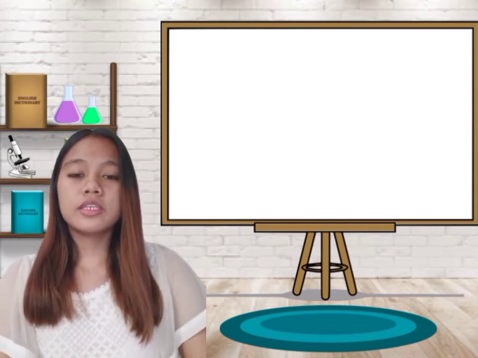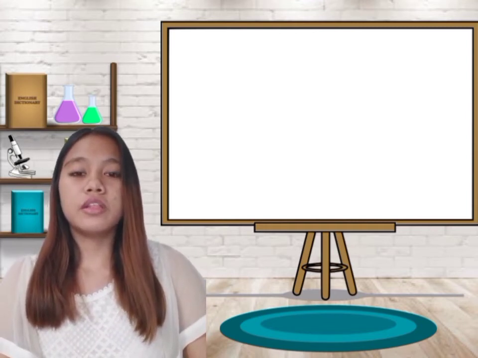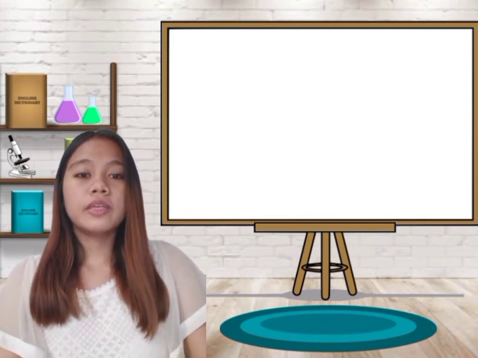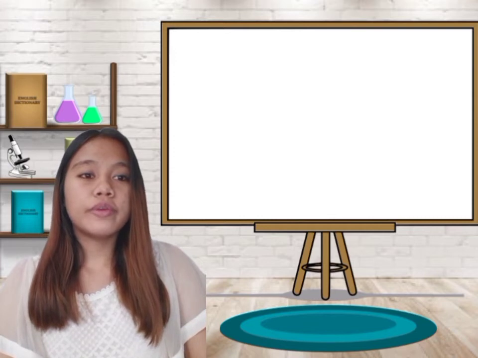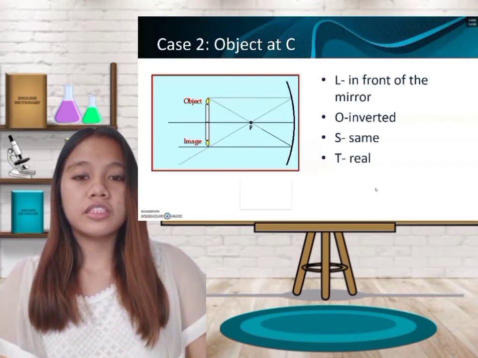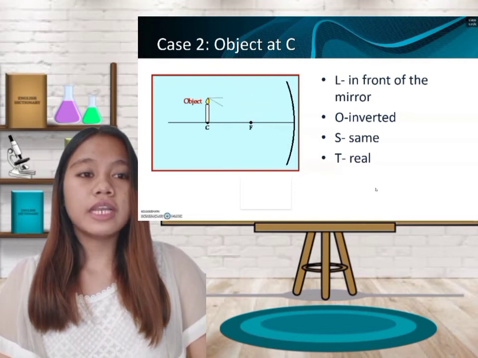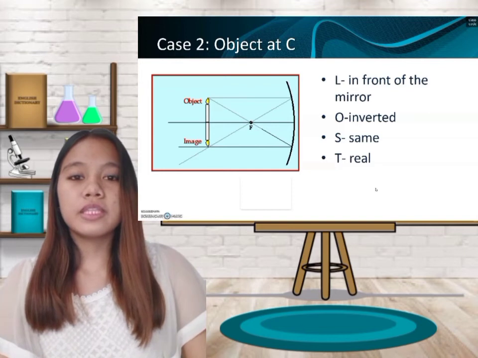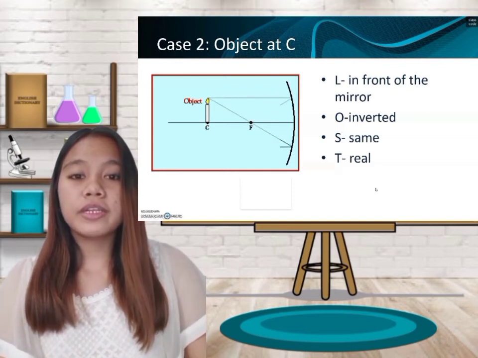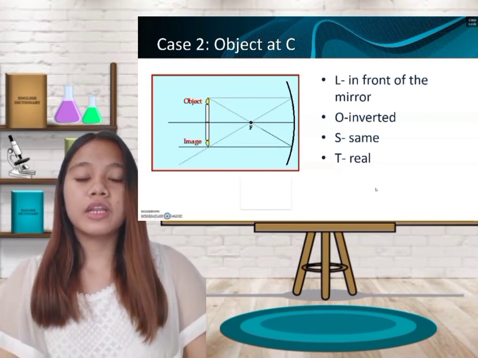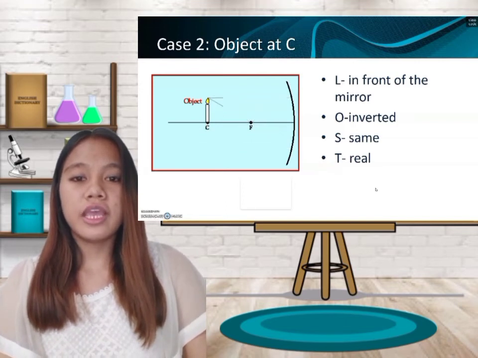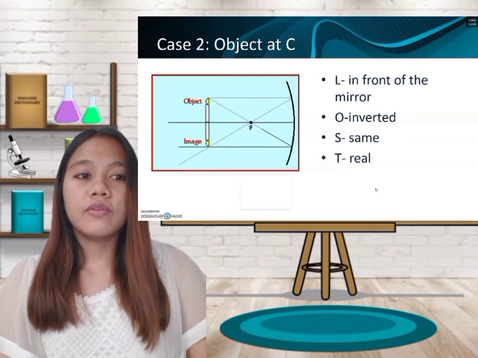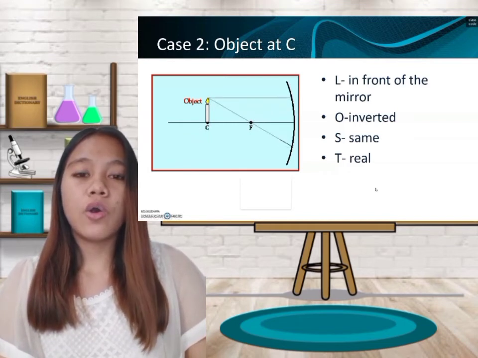The characteristics of the image depend on the location of the object in the curved mirror. And in this case, we are going to identify the characteristics of the image when the object is at the center of curvature. So, there are 4 important points to describe the characteristics of the image. And it has an acronym of LOST, which is spelled L-O-S-T.